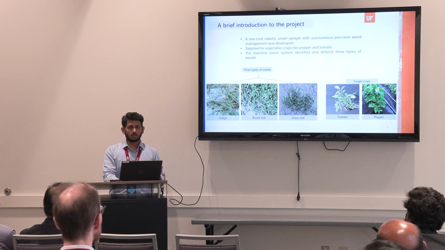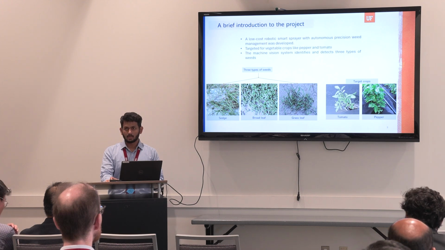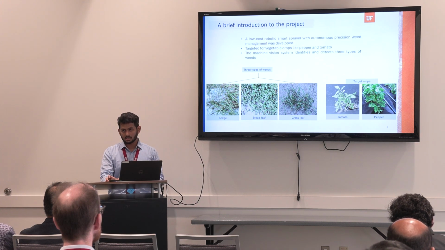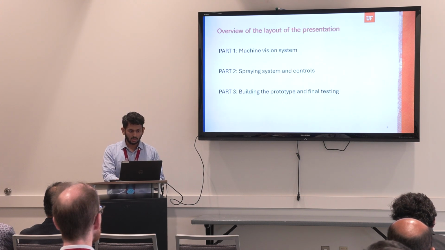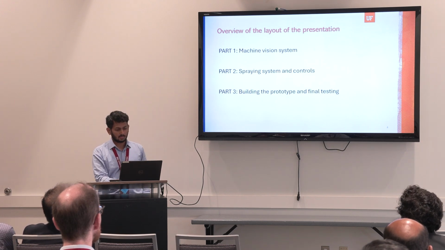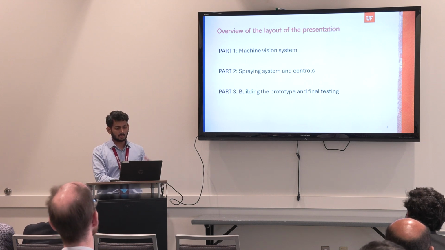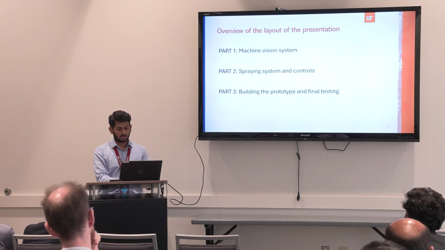Our target was to have a robotic system that works on the raised bed. It can spray on the edge of the beds as well as in the row middle. So I'm going to present this in three different sections. The first one is the machine vision system, the second is the spraying system, and in the third I'll go through the way the whole system prototype was built, and the final testing results.